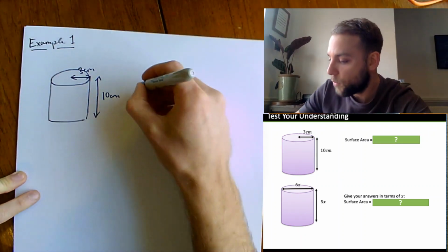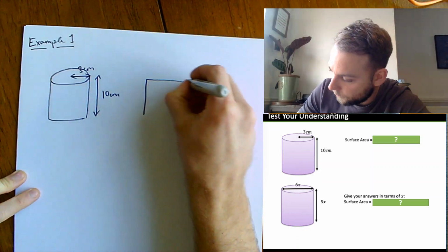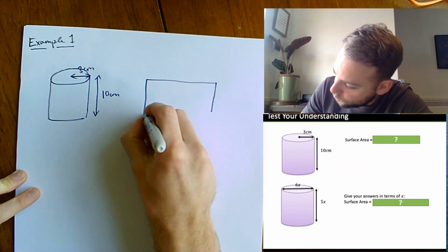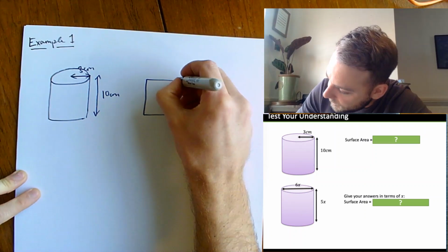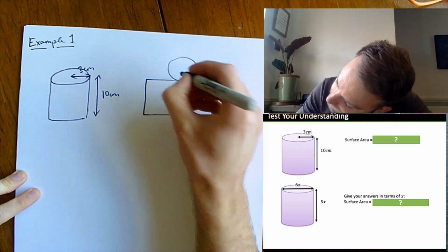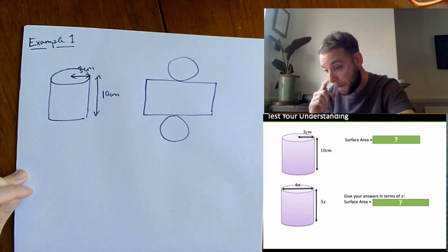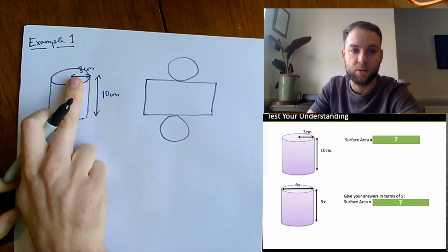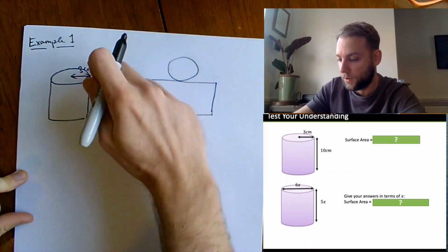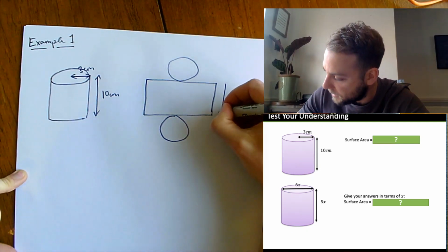So I always think it's worth, for these, drawing out what the net would be of this. So the net is this rectangle in the middle and 2 circles on the top. We know that the radius is equal to 3. We know the height of this is 10, so straight away we can say that this is 10.